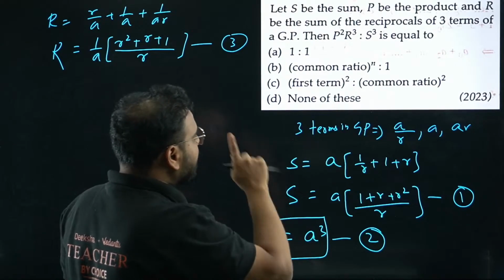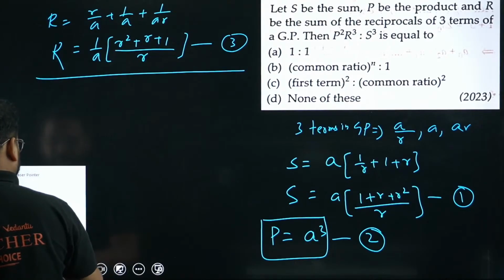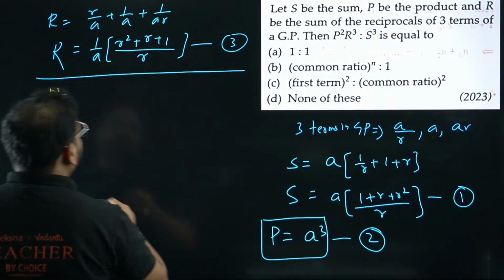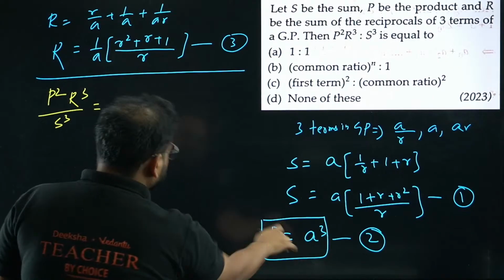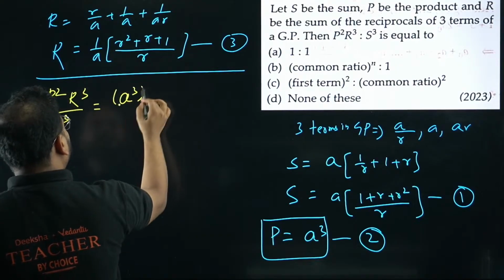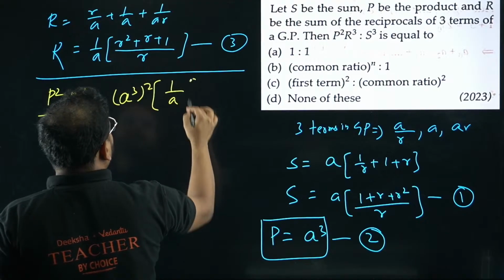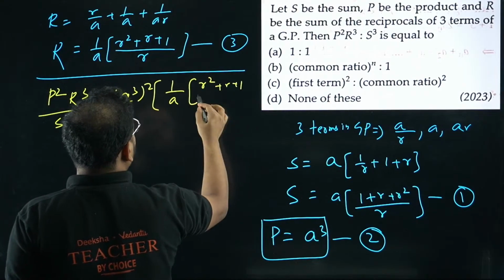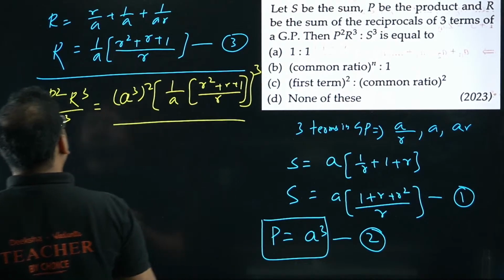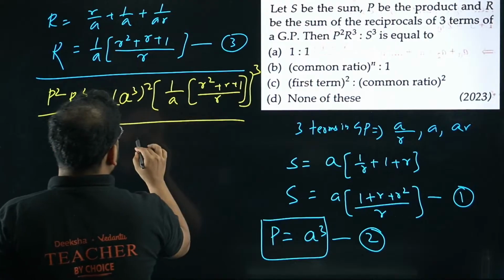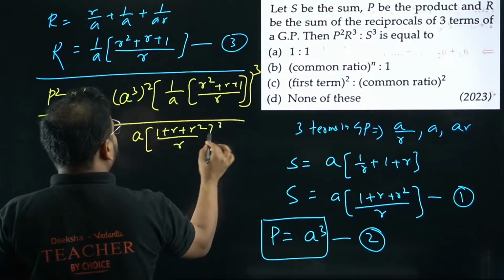What are they asking? P square R cube divided by S cube. Let's do it. P square is where? This one. It'll become A power 3 the square, R cube. I'll have here 1 by A and R square plus R plus 1 by R, this whole thing the cube, divided by S cube. What is S? Here. A times 1 plus R square divided by R, the whole cube.